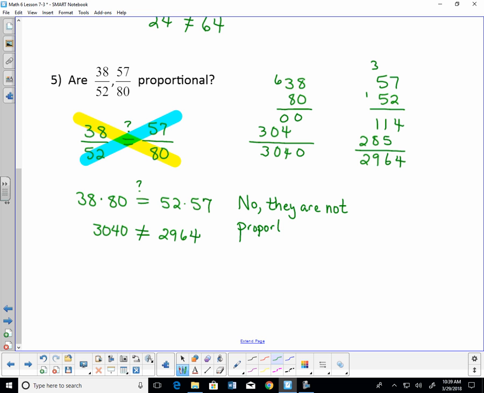Cross products can make it very simple to determine whether or not ratios form a proportion, especially if you're not good at reducing fractions to lowest terms. If you're good at multiplication, this is a very fast way of determining whether or not two ratios form a proportion.